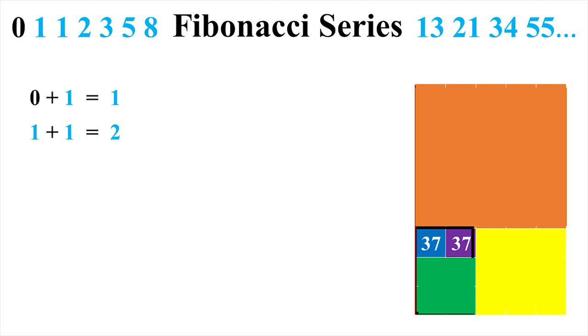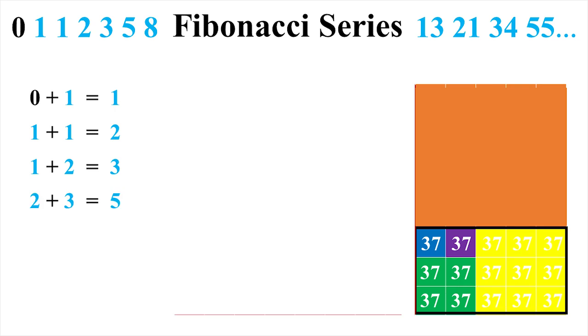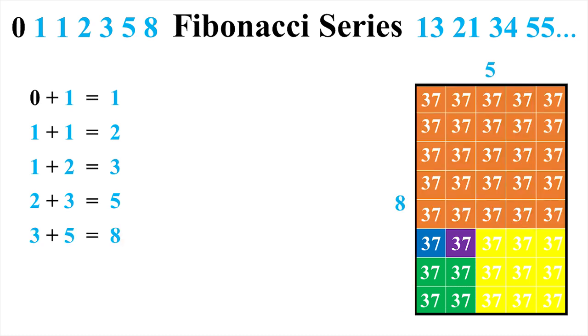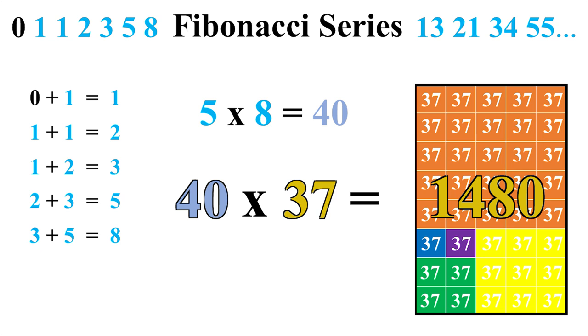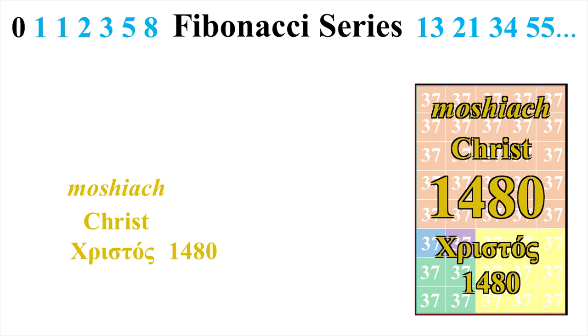There's a 2 by 1. Then it was a 3 by 2. Then a 5 by 3. Notice I'm putting 37s in each box. Okay? The 5 by 8, by the way, is 40, right? And 40 times 37, because we're putting 37 in each box, comes out to 1,480. Okay? And if you remember 1480, that's the isopsephy value of Christos. Very nice.